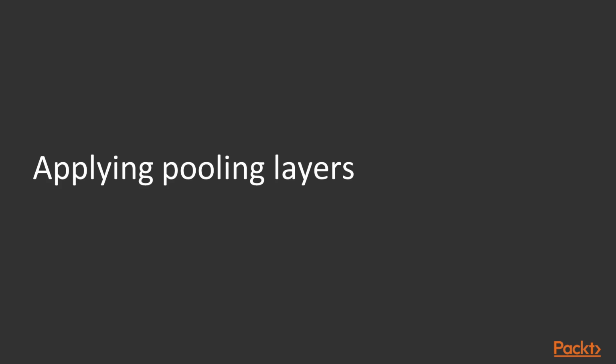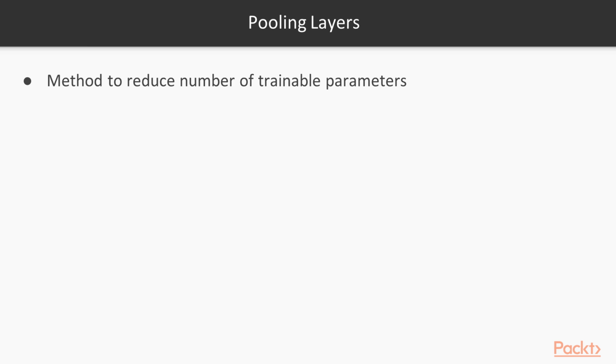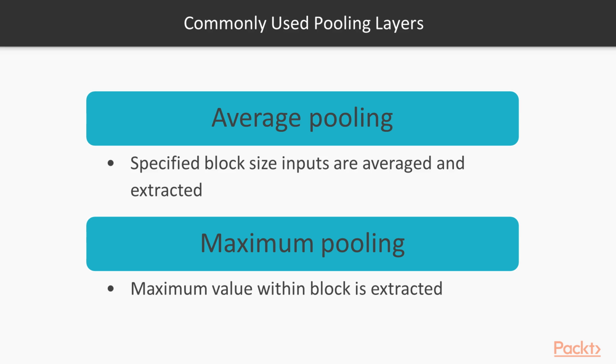Let's apply pooling layers. A popular optimization technique for CNNs is pooling layers. A pooling layer is a method to reduce the number of trainable parameters in a smart way. Two of the most commonly used pooling layers are average pooling and maximum pooling. In the first, for a specified block size, the inputs are averaged and extracted. For the latter, the maximum value within a block is extracted.